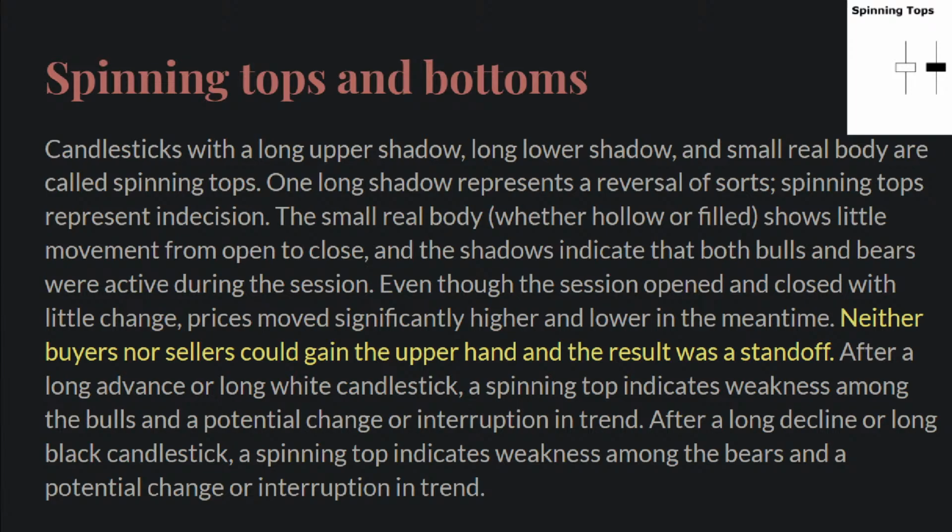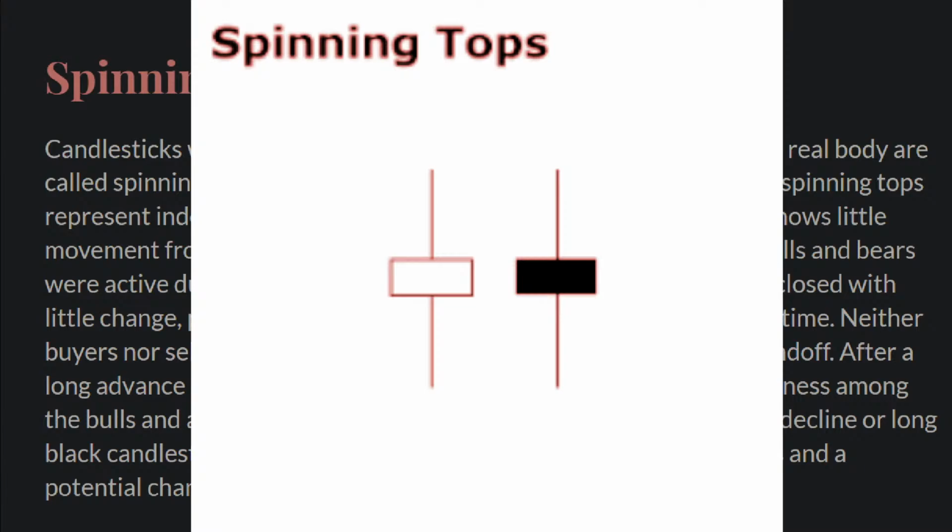After a long advance or a long white or green candlestick, a bullish candlestick, a spinning top dictates a weakness among the bulls and potential change or an interruption in trend. Coming from a long decline or a long black candlestick, if you see the spinning top, which in that case would be a spinning bottom, it would weaken the trend of the bears and perhaps interrupt that trend or change it, depending on all the other indicators that support that trend at the time. So that's what that looks like there.